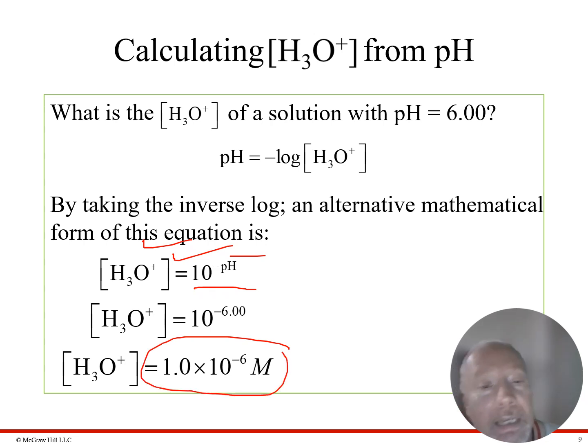Okay, so we can work backwards as well by taking the inverse log, and the alternative mathematical form of this equation will now get us the hydronium concentration as opposed to the pH. We can plug in the pH value and get the concentration, or the molarity, of hydronium cation.